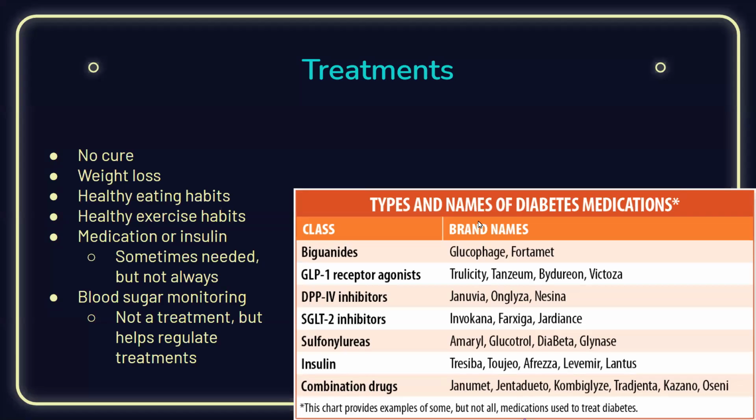And then you're going to be monitoring your blood sugar regularly. This isn't actually a treatment, but it helps regulate other treatments. So if you realize that your blood sugar level is way above what it should be, you would want to talk to your doctor about changing medications, or what you're doing with your eating or exercise habits. And same thing, if your blood sugar level is too low, then you'd want to maybe back off on your medication or insulin.